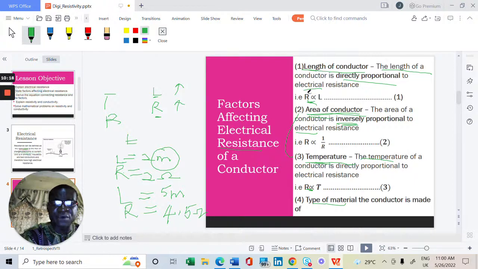The relationship between the length and the resistance of a conductor is a direct relationship. If the length of the conductor increases from 2 to 5, the resistance also will increase. Similarly for temperature. But for cross-sectional area, there is an inverse relationship between the electrical resistance of a material and its cross-sectional area. So there is more to discuss on this topic.